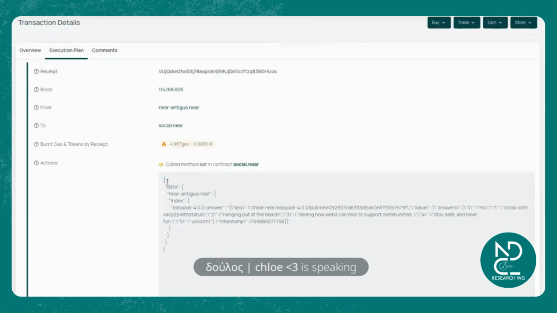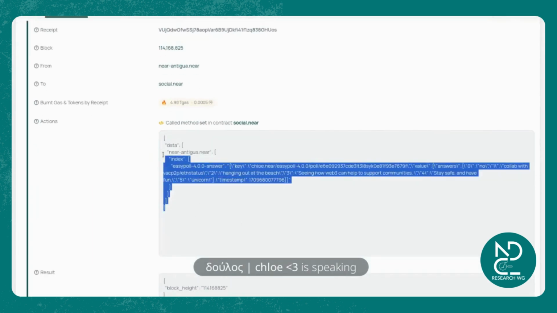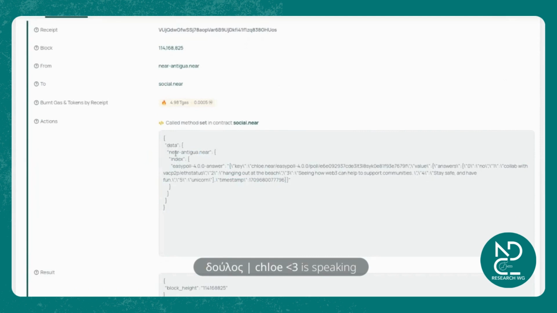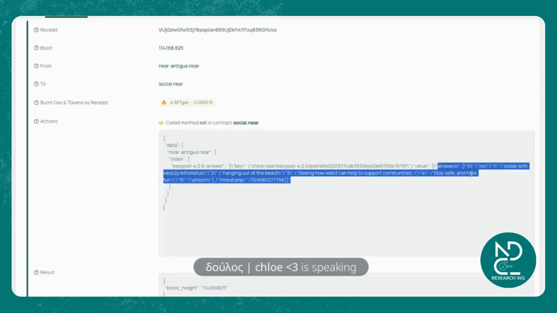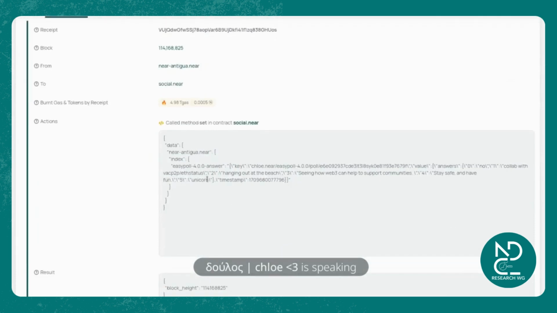So in the arguments of this function call, we're interacting with near-antigua as the account, and it's being indexed as an easy poll answer. You can figure out who made the easy poll. This is kind of identifying the actual poll, and you can find out the answers. So it might be a bit confusing at first to read through some of this JSON notation, but after a while, you start realizing you can sift through a lot of things and skip over them.